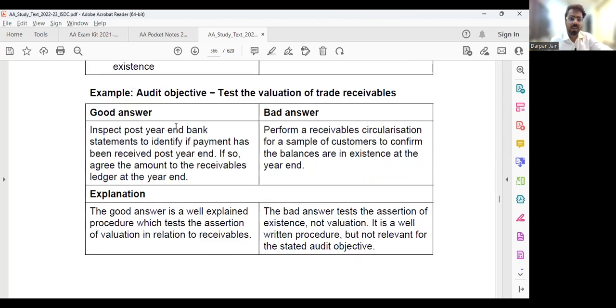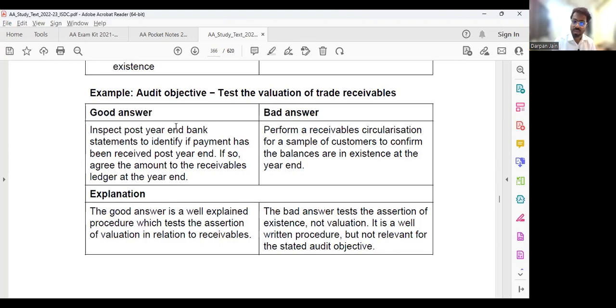The next example of a good procedure and a bad procedure. Audit objective. What is the objective? Objective is to test the valuation of trade receivable. What do you want to check? You want to check whether the value of the trade receivables which is given in the balance sheet, the value shown as at the year end, is correct or not.